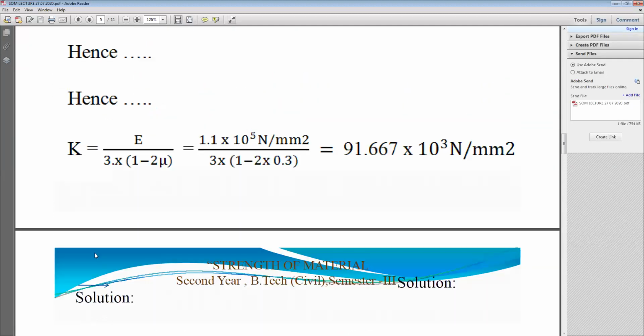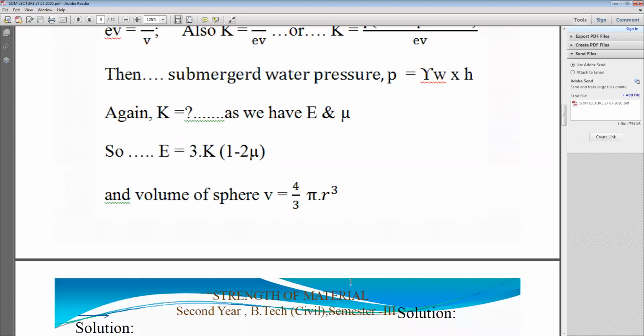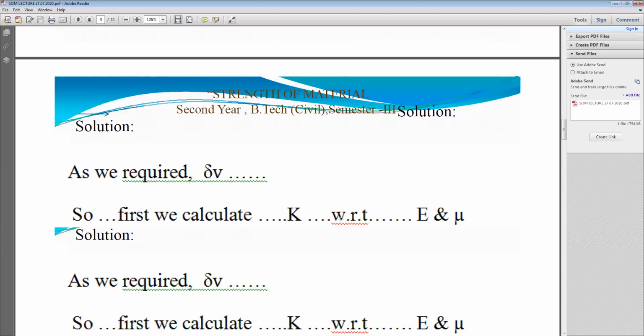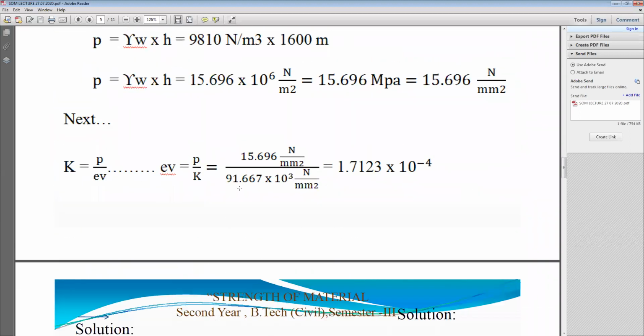Now P is a known quantity, K is a known quantity. By using the formula related to fluid mechanics, K is nothing but water pressure divided by volumetric strain. By using P and K, we can calculate EV. By using this formula, as I showed you in this PPT, K is equal to P divided by EV. We can calculate EV. EV is equal to P divided by capital K.